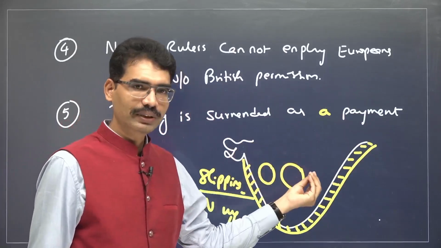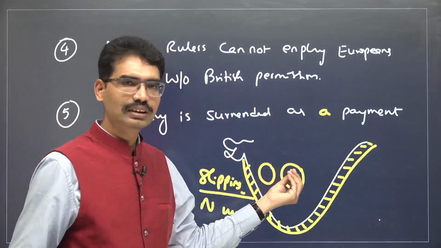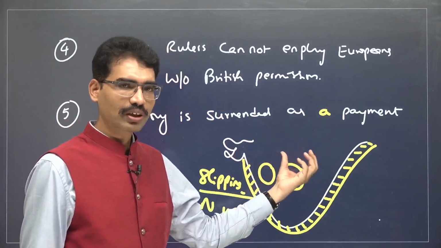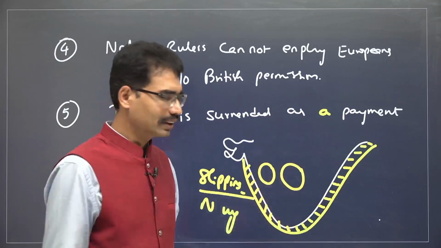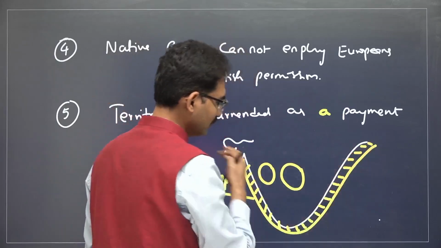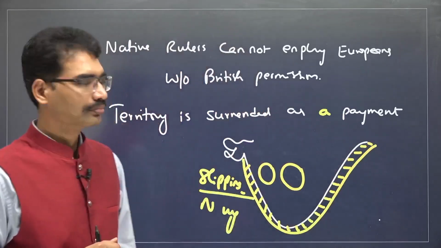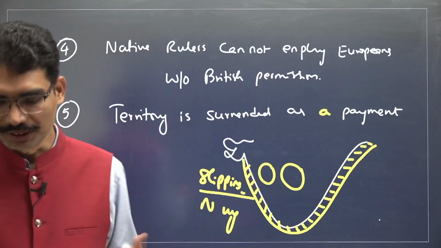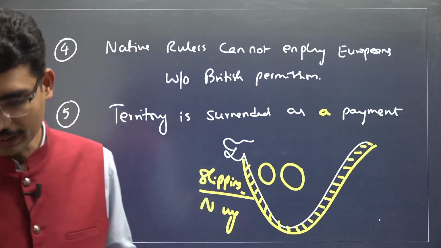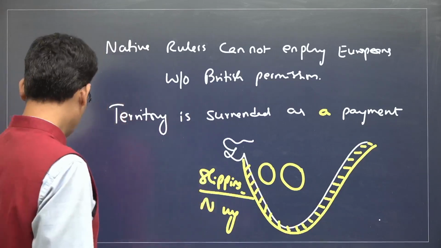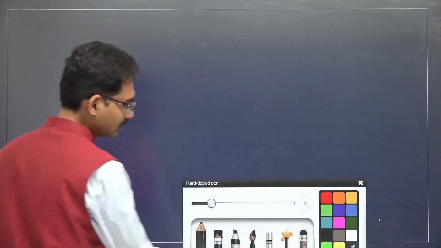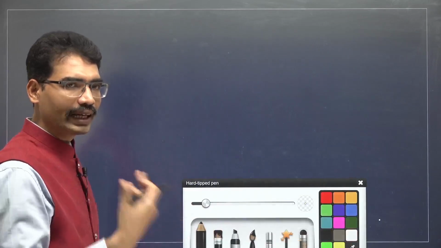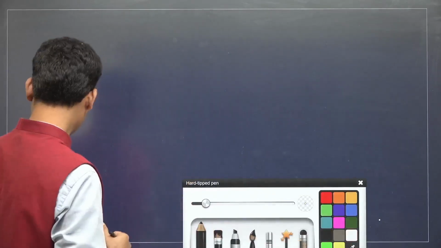Internally, the Nizam will be there or the Marathas will be there. Small kingdoms will be left. Mysore will be there. Nagpur will be there. Small kingdoms will be there. But they are not a threat because the main coastline is completely under the British. Territory is surrendered as a payment to the British. Now, indirectly, what is happening here? What did the British gain? They got Indian territory, directly some territories, and indirectly the remaining territories.